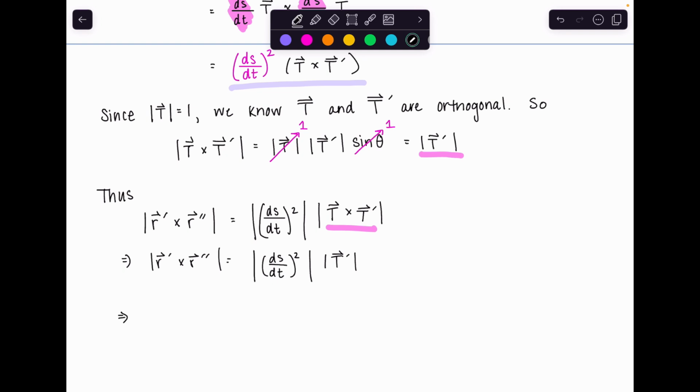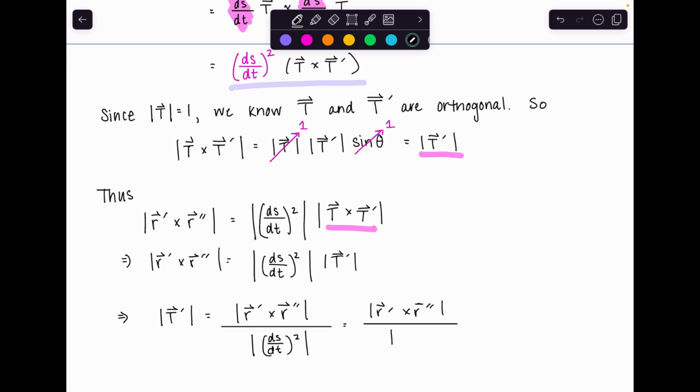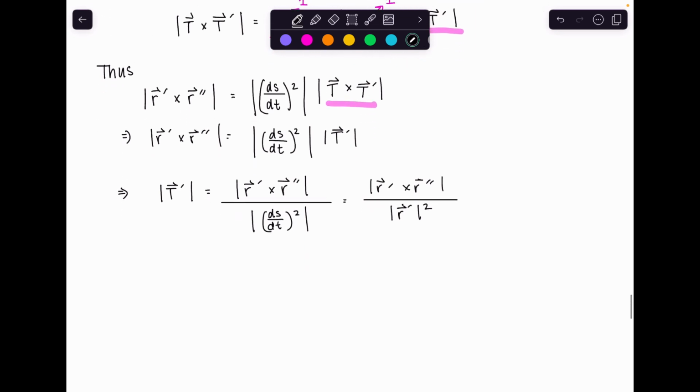So just rearranging this, the magnitude of t prime is the magnitude of r prime cross r double prime over the magnitude of ds/dt squared. But remember, ds/dt is just the magnitude of r prime. So really this becomes the magnitude of r prime cross r double prime over the magnitude of r prime squared. Okay? So all of that to get this other formula for curvature.